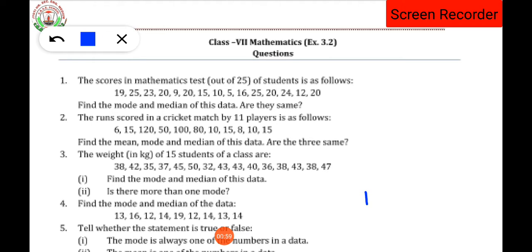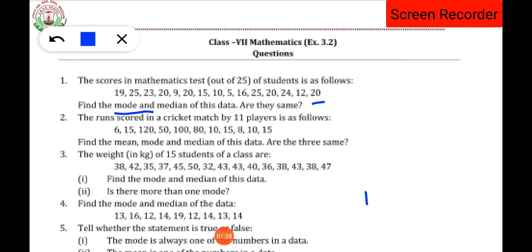So what is given here? The scores in a mathematics test out of 25. You also have post midterm and pre midterm exams of 20 marks, 25 marks, like that. In the same way, a school conducts a class test out of 25 marks, and the students got the following marks. Like some student got 9 marks, another got 25 marks, 23 marks, 20 marks, and it goes on up to 20.